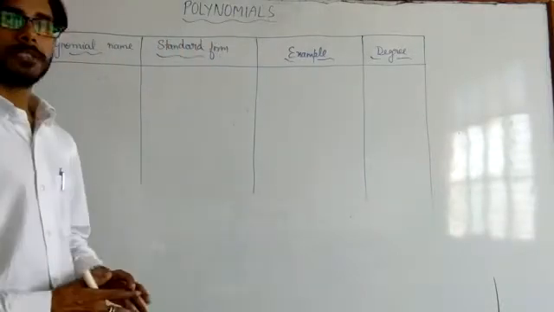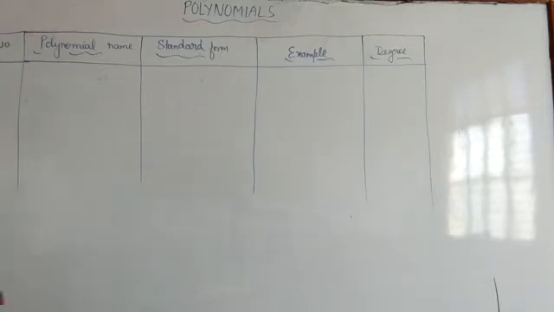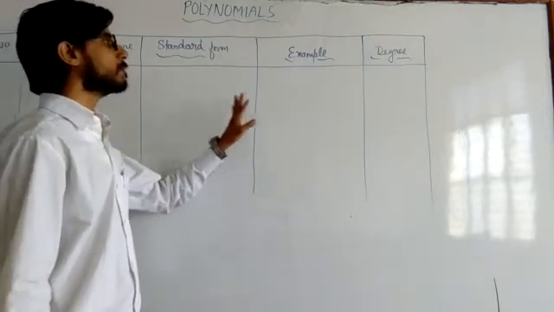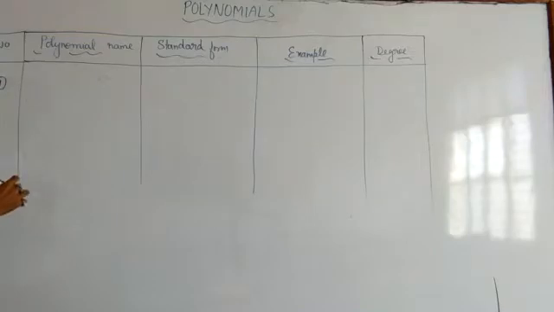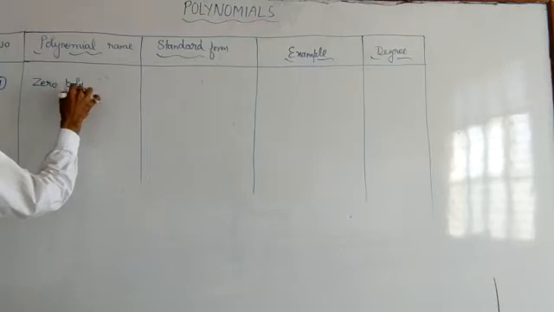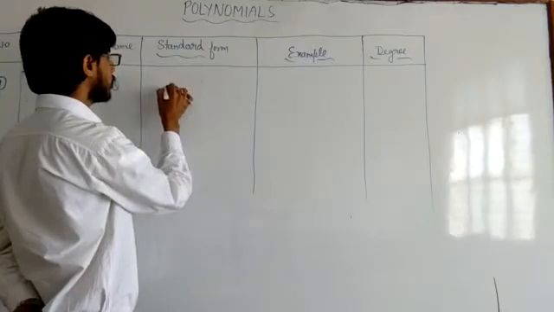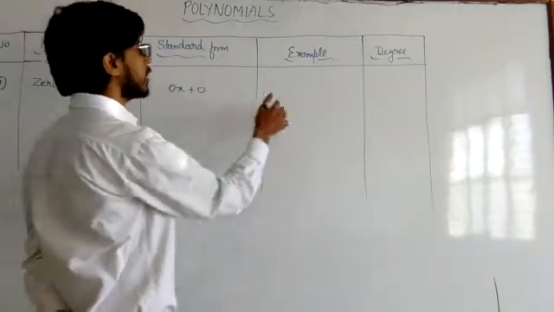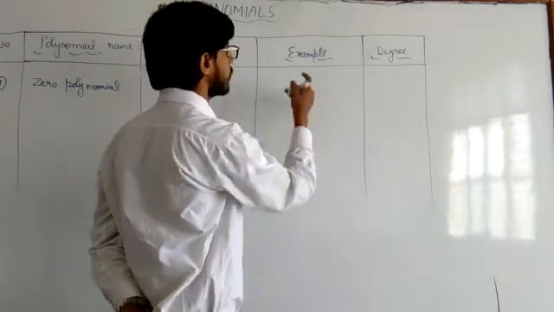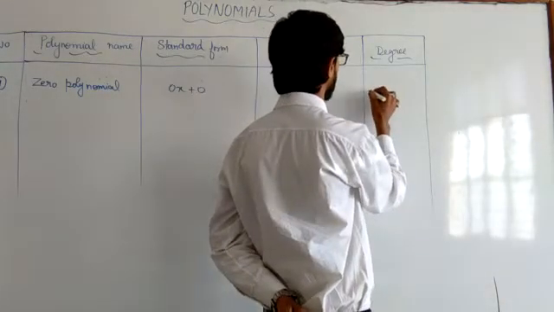We were discussing polynomials. So today you are seeing this table: polynomial name, standard form, example, and degree of polynomial. So see, first is zero polynomial. Standard form of zero polynomial, you write 0x plus 0. Example, 0 is your zero polynomial. Degree of zero polynomial is undefined.